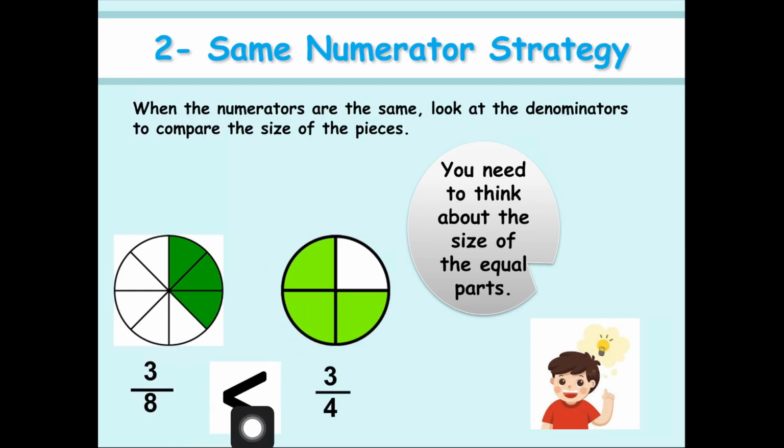Well, let's look at the bottom. I need to think about the size of the equal parts. Let's imagine that this is a pizza. If my pizza is cut into 4 parts, it means we can get larger pieces, right? And then if my pizza is cut into 8 parts, that means we will get smaller pieces. Does that make sense? If my pizza is cut into 4, look how big each piece is. But if my pizza is cut into 8, look how small each piece is.